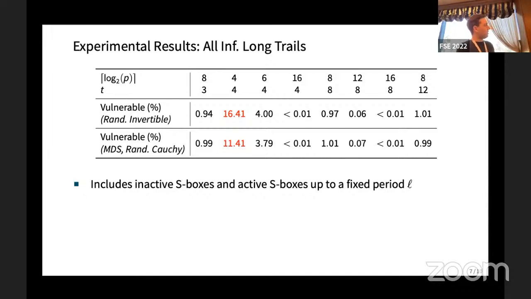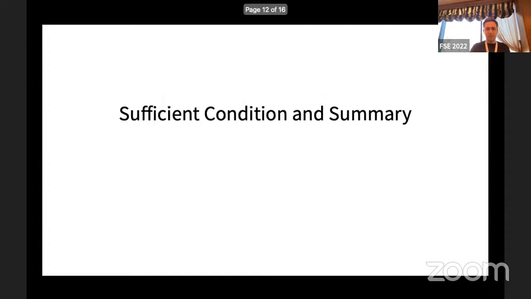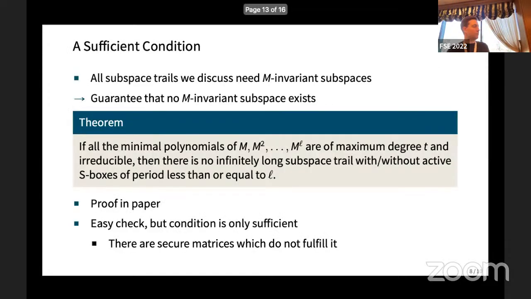And of course, this includes all the trails we analyze in the paper, up to some fixed period for the iterative trails. So let me conclude with a sufficient condition and also with a short summary.